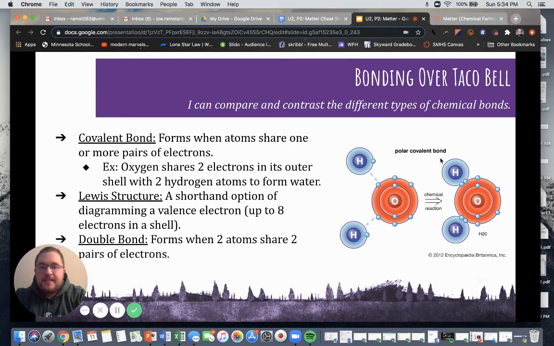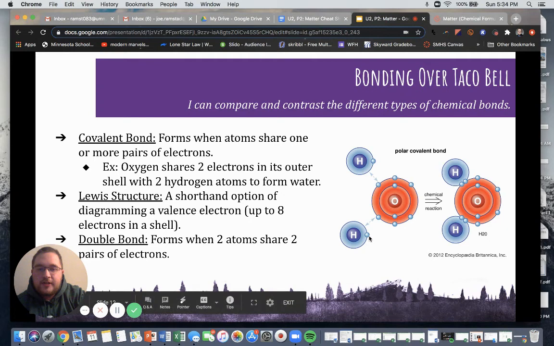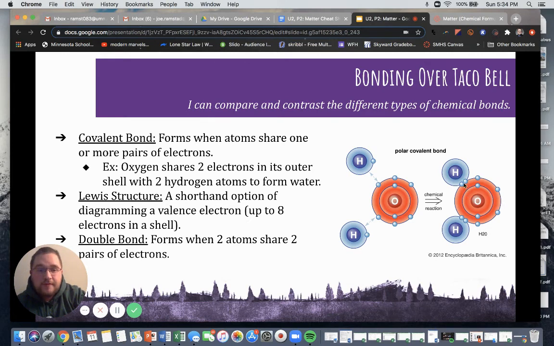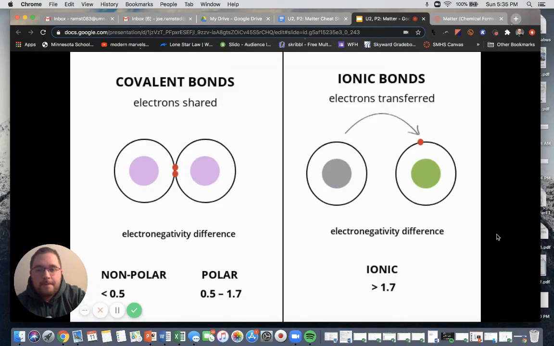Okay, so we see over here that we have our 1 hydrogen electron, 1 hydrogen electron, and those are being shared with our oxygen to form a full valence electron shell. So we have 2, 3, 4, 5, 6, 7, 8. So our whole oxygen outer shell is happy as a result.